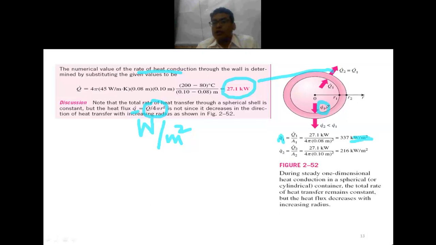So the heat fluxes q1 and q2 are different. q2 is less than q1. This is to be remembered, and this will help you in determining the critical insulation thickness. Then we will also consider the second numerical based on this.